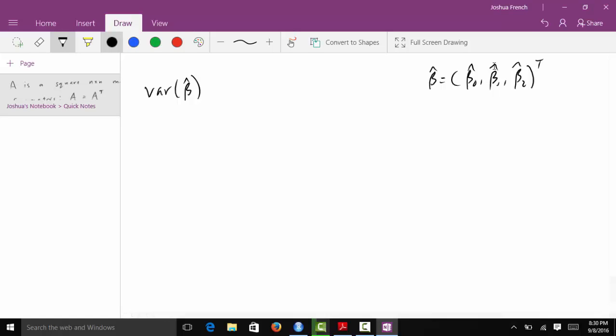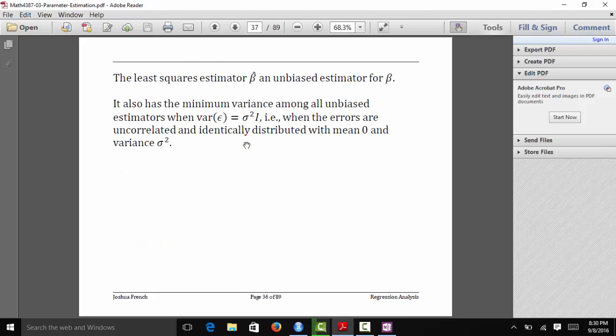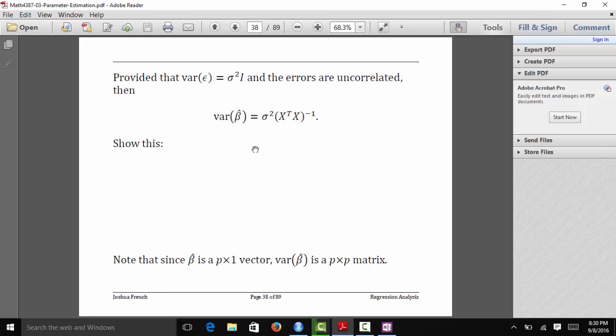And we have derived that the variance of beta hat is sigma squared times x transpose x inverse. We looked at that earlier in the slides, right here. So we actually derived this earlier, and I want to show the relationship between this variance matrix and the variance of the individual elements.